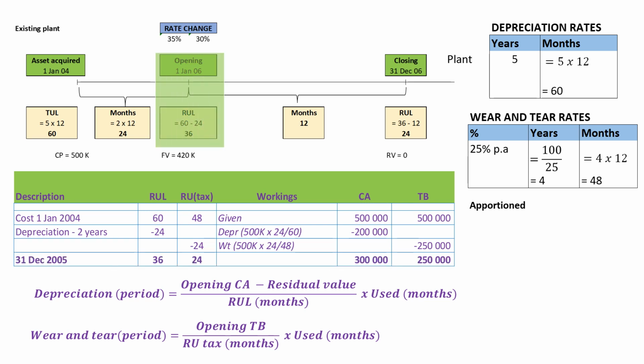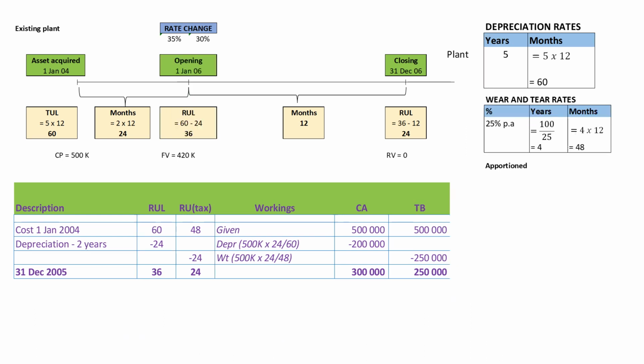At this stage in your table, you have a carrying amount as at 31 December 05 of 300,000 and a tax base of 250,000. Once you have your carrying amount and tax base, it is now time to work out your temporary difference. How do we do this? We do this by taking your tax base of 250,000 and subtracting your carrying amount of 300,000 to give you a temporary difference of 50,000.